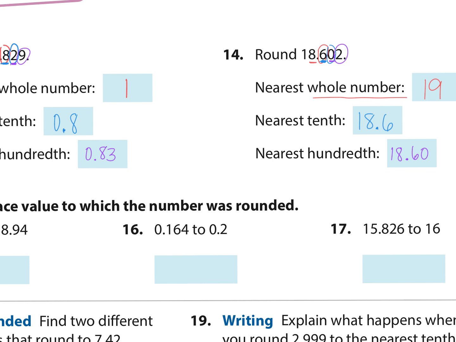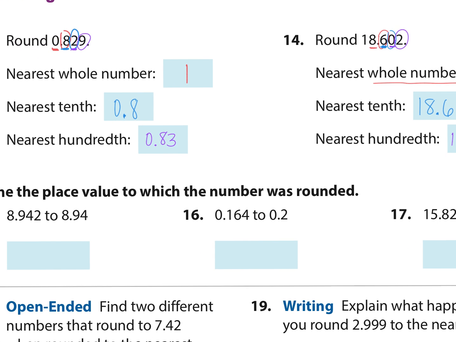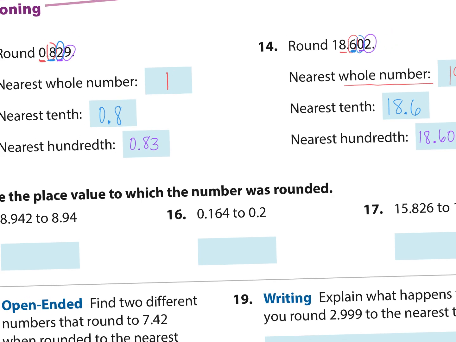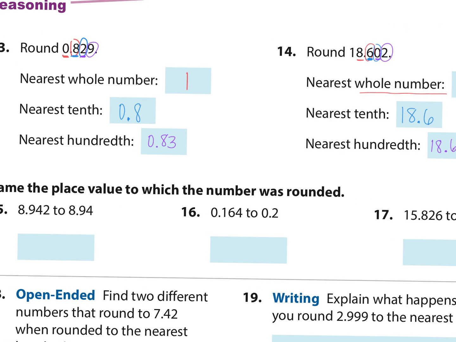Okay. All right. The next part says name the place value to which the number was rounded. So this time I'm given a number and I'm given the rounded number, and I have to figure out what I rounded it to. So I started with 8 and 942 thousandths and I now have 8 and 94 hundredths. So this is what I started with. Now I have this digit as my last digit. So what place did I round this number to?